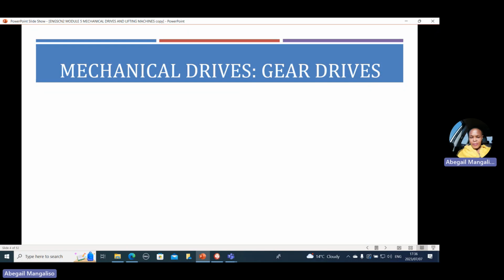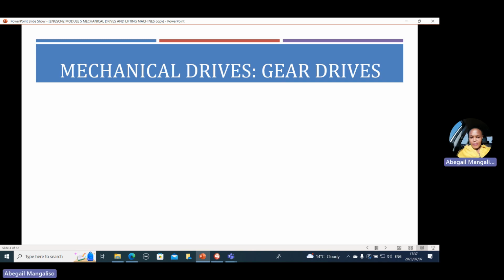The second unit of Module 5. In Module 5, we spoke about the types of drives: gear drives, mechanical drives, and belt drives. So I'll focus on this unit of gear drives. Gears are used for transmitting mechanical power from one part of a machine to another, for example, from one axle to another axle.